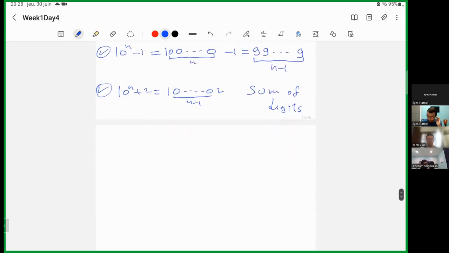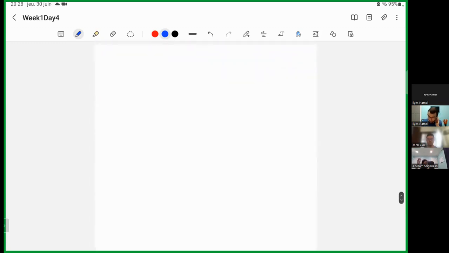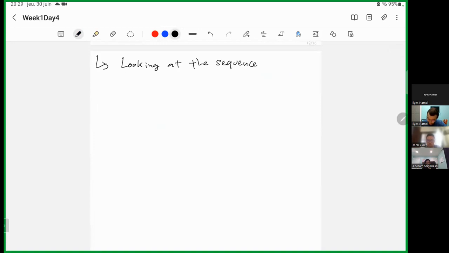Okay, it's almost time, but I want to do a last example. So we'll do it. Okay. What does the example say? So the example is, I think it's quite interesting. So we're looking at another sequence. I will define it, but for the moment, I'm giving you the first elements of the sequence.